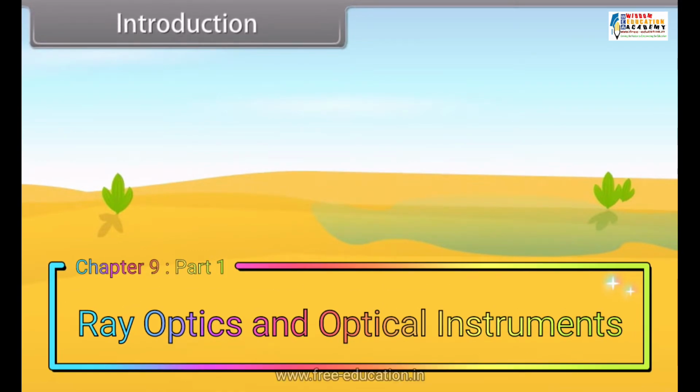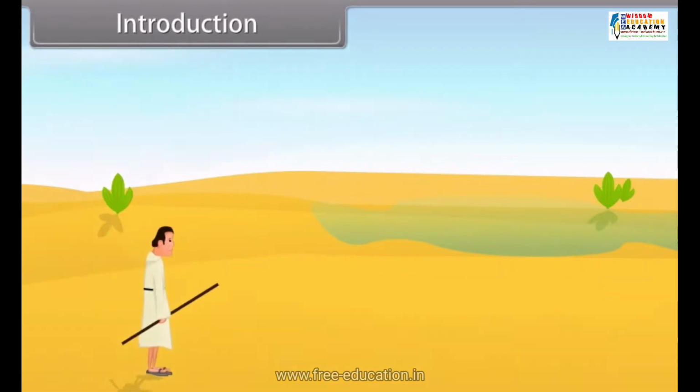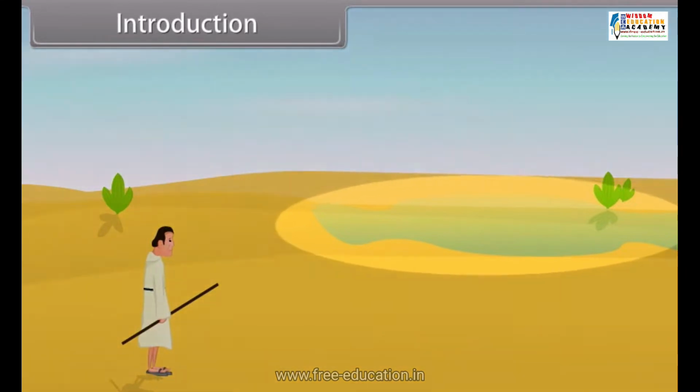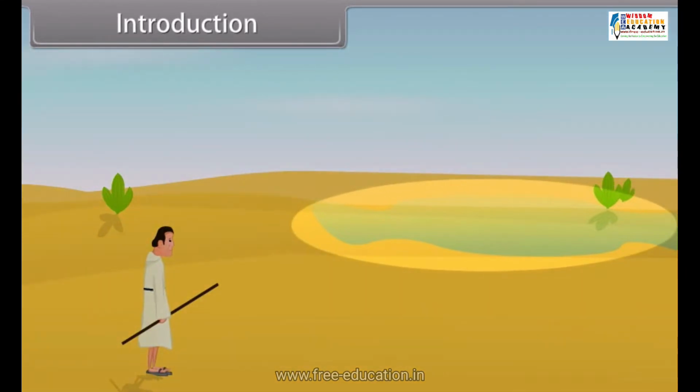Hey kids, today we learn ray optics and optical instruments. You must have heard that in a desert one sees a misleading appearance of water at a certain distance. Now the question arises: why does it happen? The answer is that the illusion of water is due to total internal reflection. It is an optical phenomenon that creates the illusion of water with inverted images of distant objects.